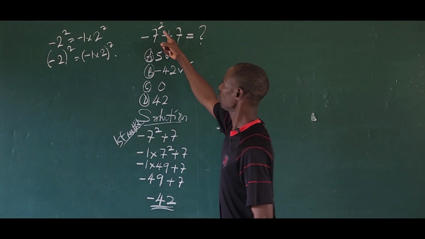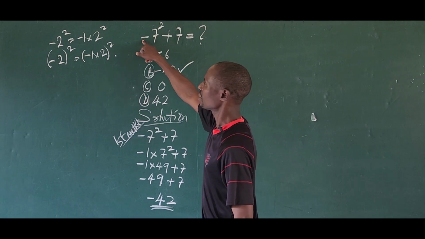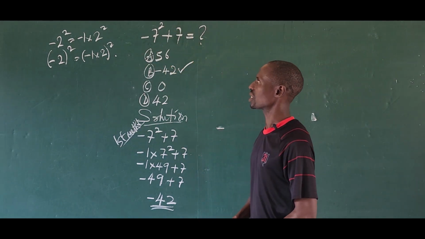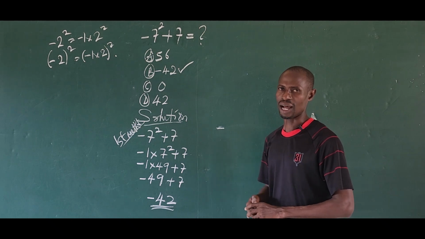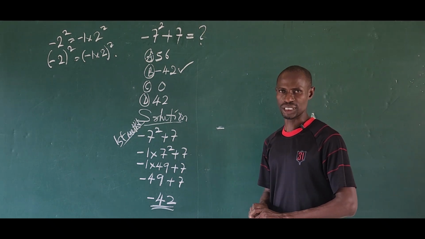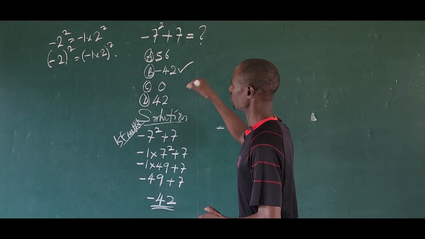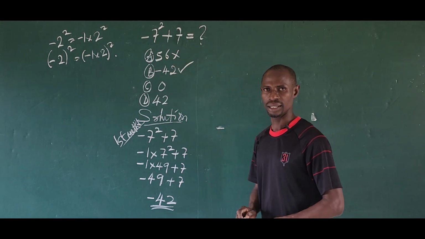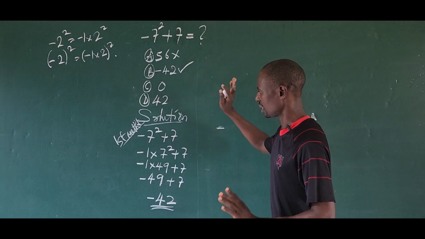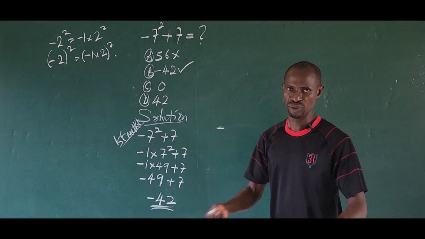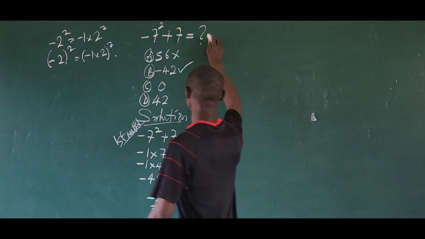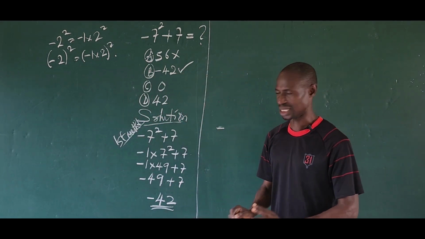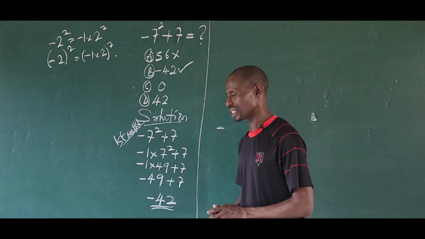But again, if you allow this minus sign to be affected by the power, so that minus 7 to the power of 2 gives positive 49, then 49 plus 7 will give us 56. But 56 is not the answer. So minus 42 gives us the correct answer. But let's prove again using another method, to check whether this minus 42 we have here actually satisfies the equation.